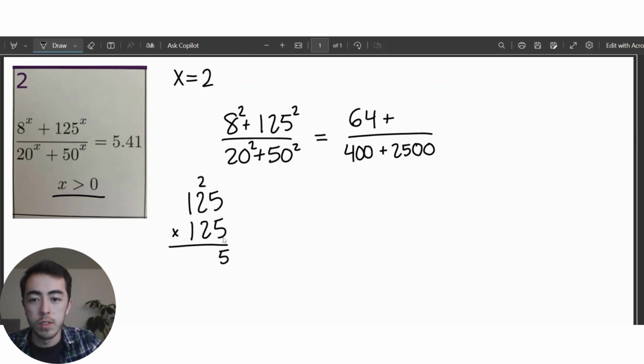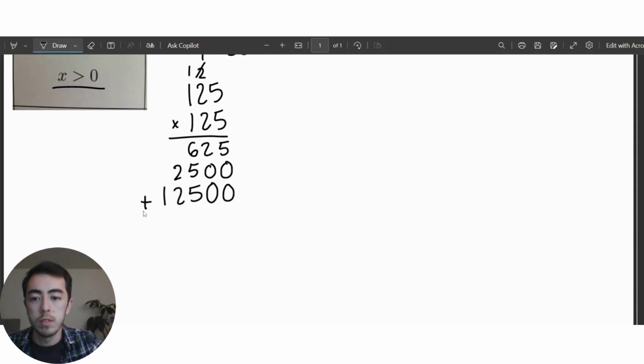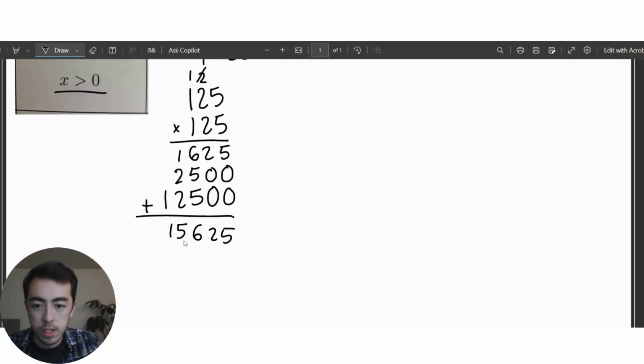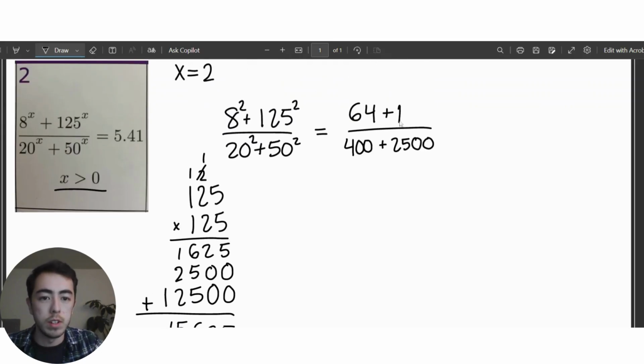multiplication. Let's see, 5 times 5 is 25, 5 times 2 plus 2 is 12, 5 times 1 plus 1 is 6. Here's a placeholder 0. 2 times 5 is 10. 2 times 2 is 4. 2 times 2 plus 1 is 5. 2 times 1 is 2. Here's 2 placeholder zeros, and then I have 1 times 125, so this one is pretty easy. Then I will sum up all 3 of my terms. 5, 2, 16, 5, 1. Okay. 15,625 goes here.